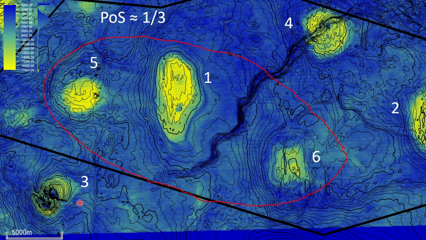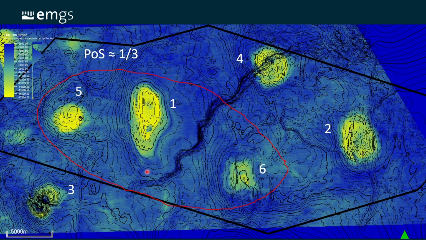If you were to drill this, your favorite prospect would be the one numbered as 1 here, essentially because of its larger volume. It is by far the biggest one. It would be the highest probability and the largest volume, so that would be your favorite prospect around here. So let's look now at what EM would be able to tell us about these prospects.